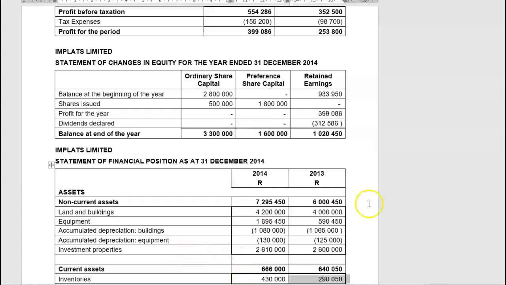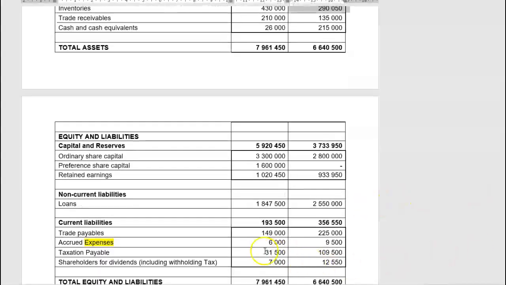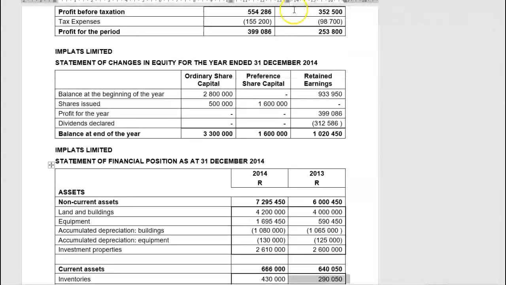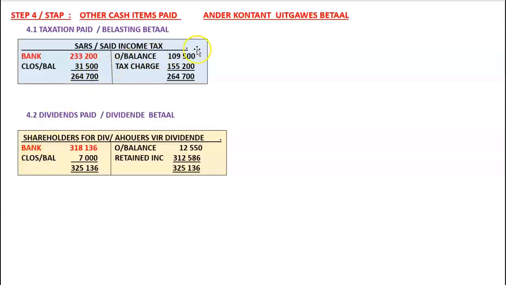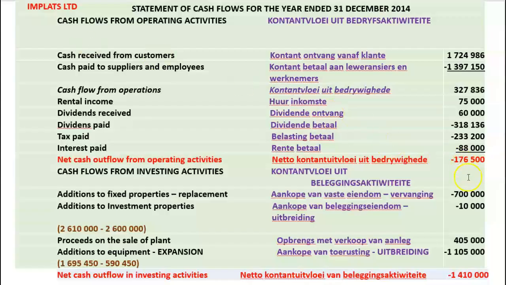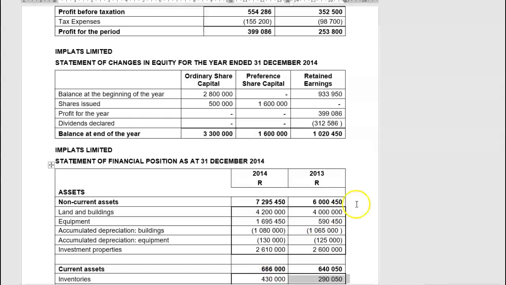Tax. Now, according to my statement of financial position, taxation payable, opening balance 109,500, closing balance 31,500, and my expense for the year, 155,200 in the income statement. Opening balance 109,500, closing balance 31,500. There's my tax charge in the income statement, 155,200. So therefore my balancing figure, actual tax paid to the receiver for the year, 233,200.